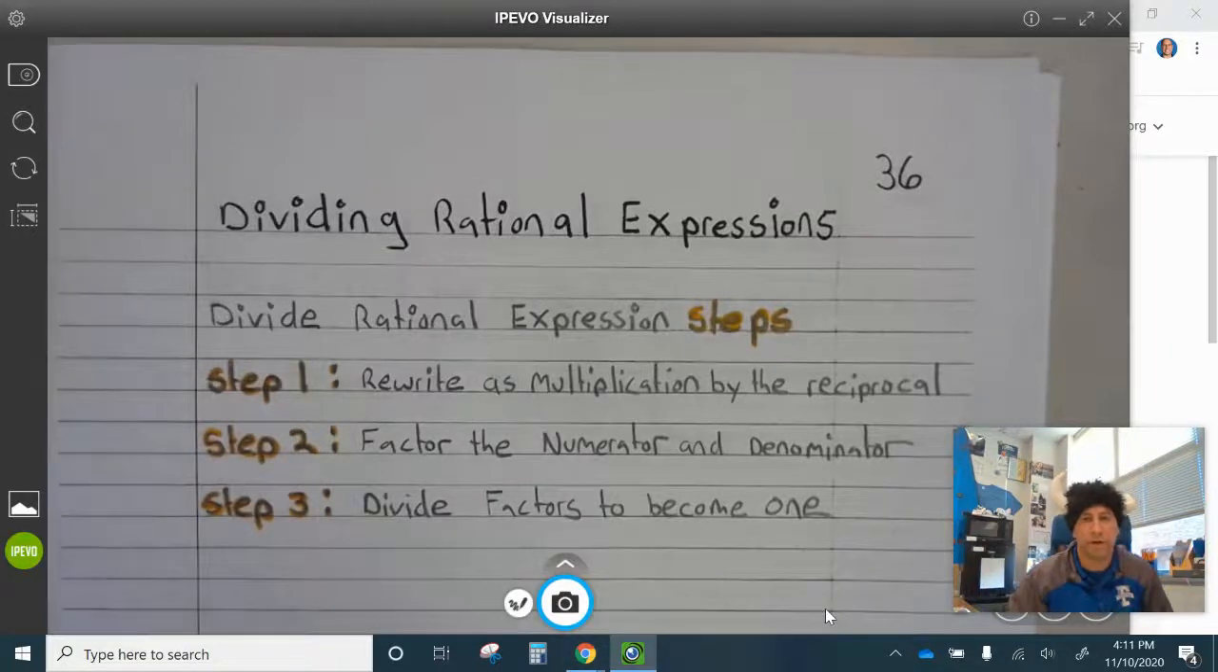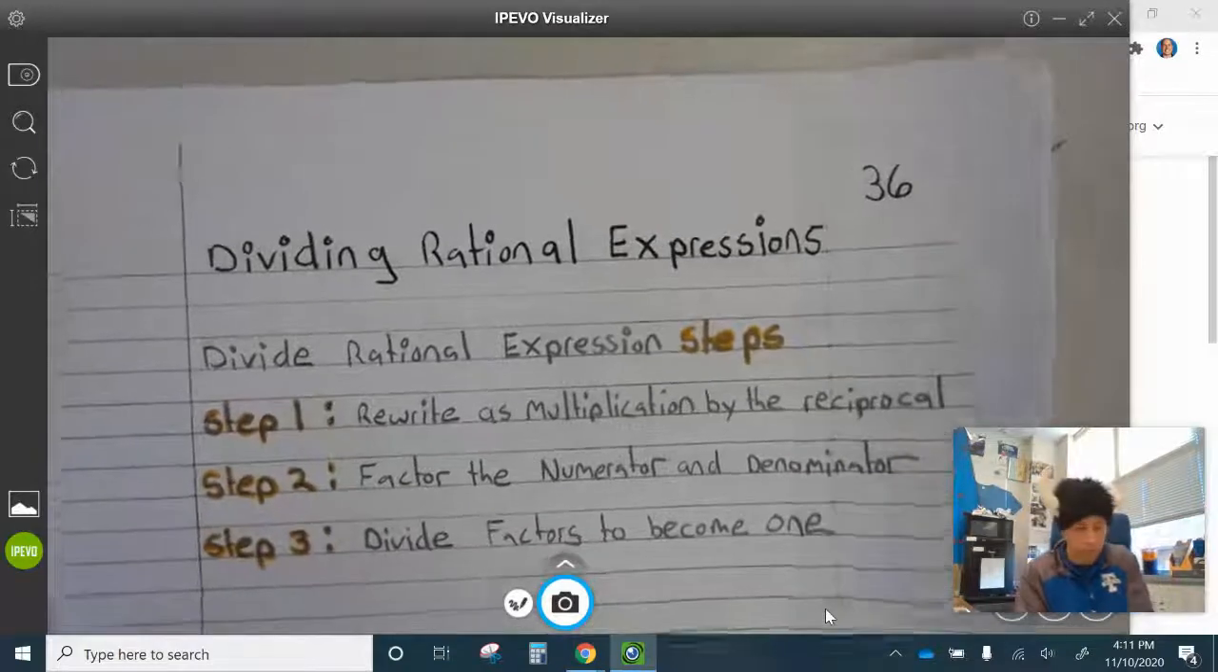Okay, Wildcat, today we're at journal page 36, dividing rational expressions. Dividing rational expressions steps. Step 1, rewrite it as multiplication by the reciprocal. Step 2, factor the numerator and denominator. Step 3, divide factors to become 1. Okay, if you would finish up your notes.